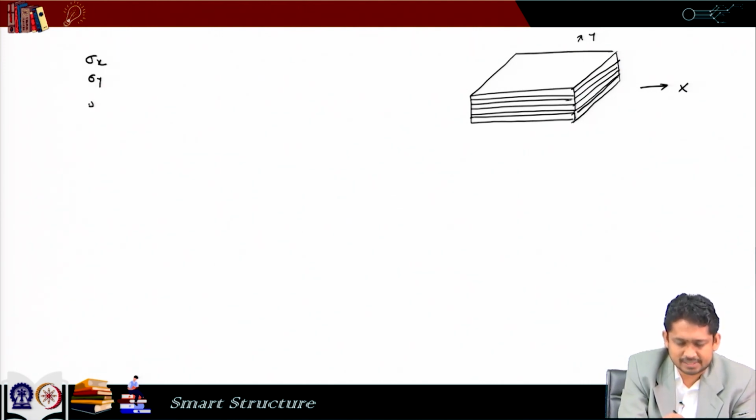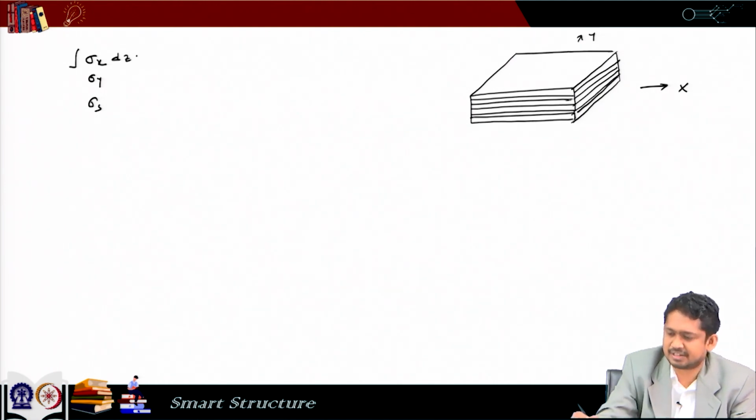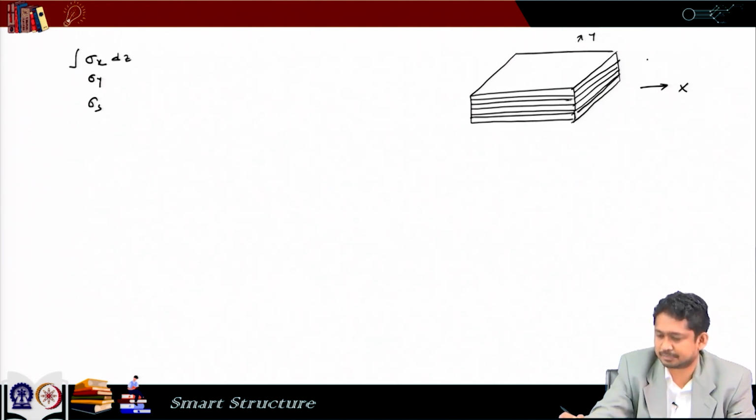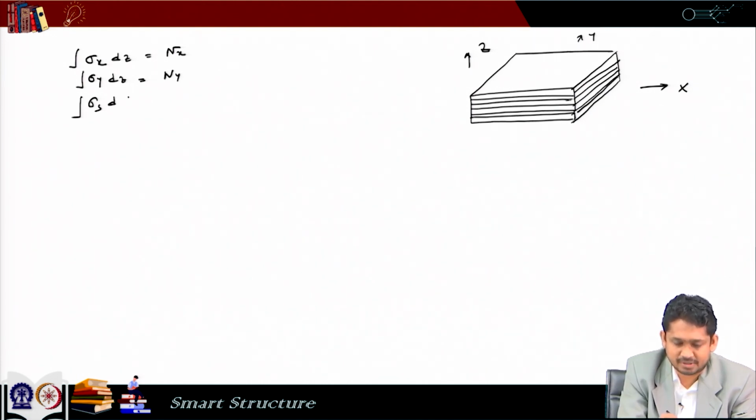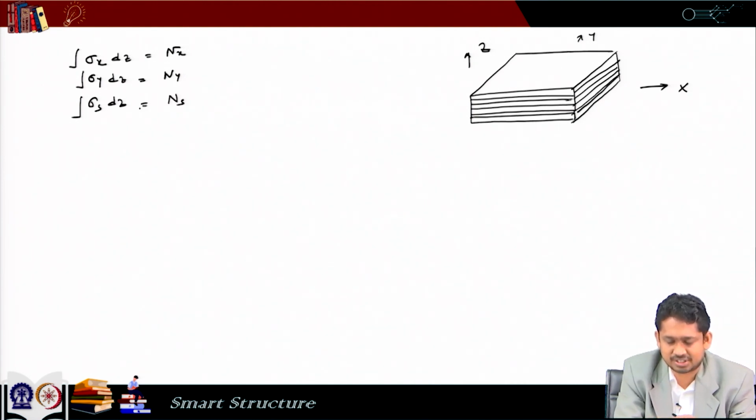Now, we have sigma x, sigma y and sigma s as our stress components. So, if we integrate this sigma x along the thickness, so z is the thickness direction, that gives us our n x, which is normal force along x. If we integrate sigma y along thickness direction, that gives us n y, which is normal force along y direction, and if we integrate sigma s along z, that gives us n s, which is shear force.